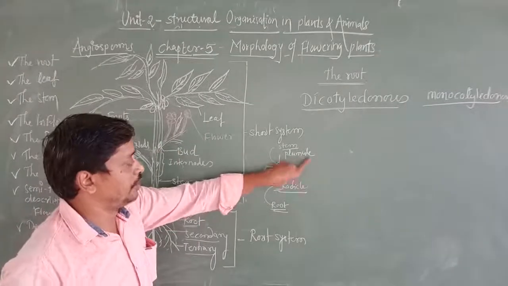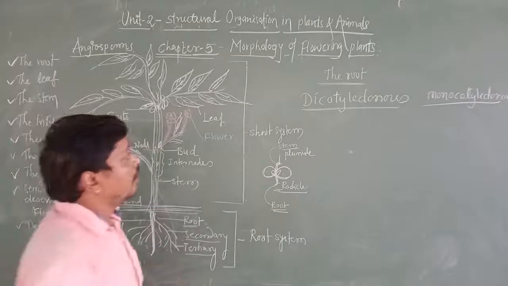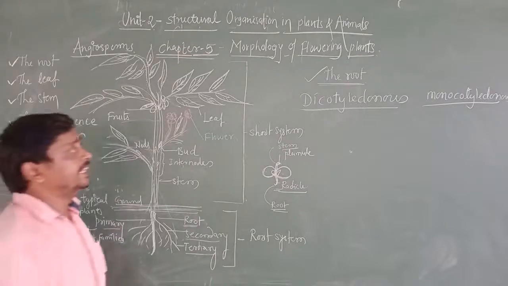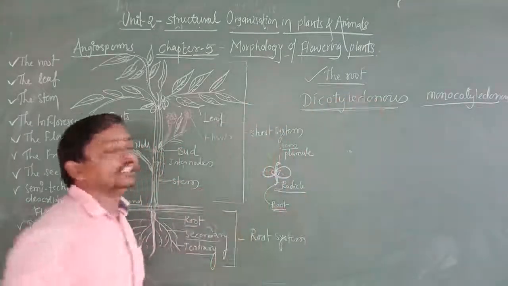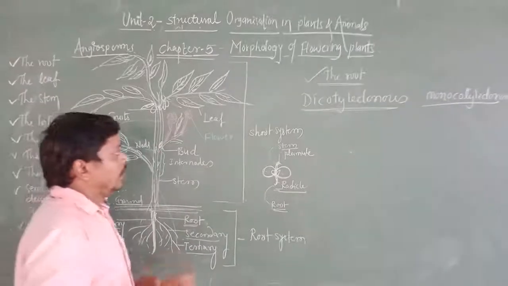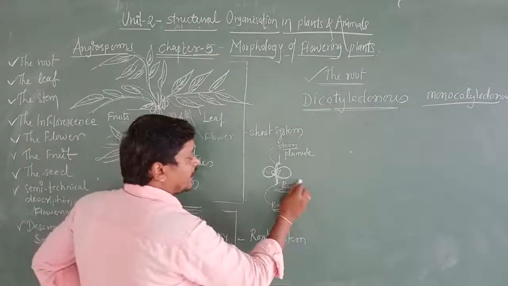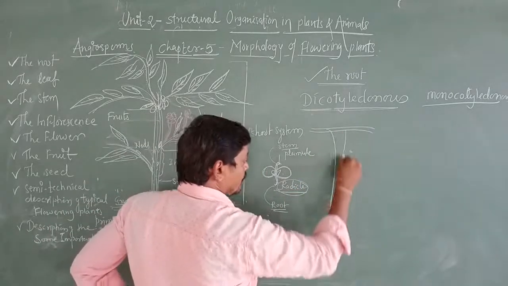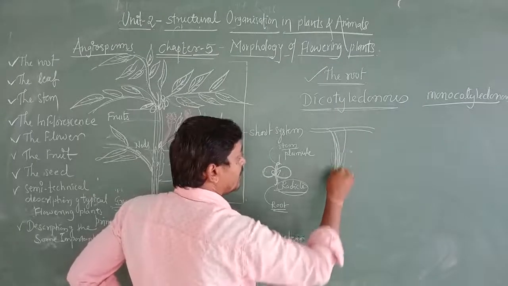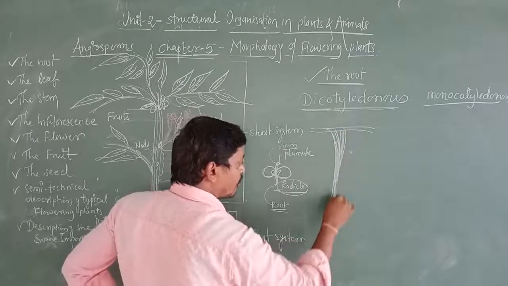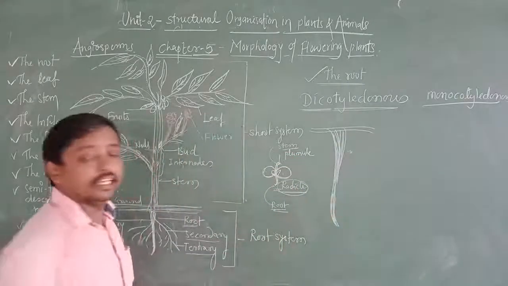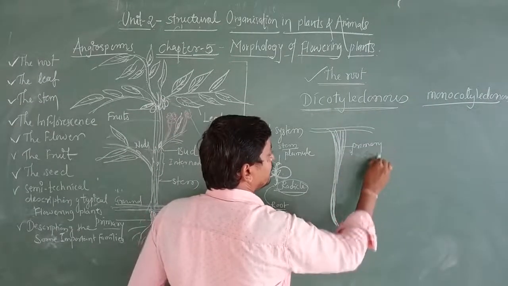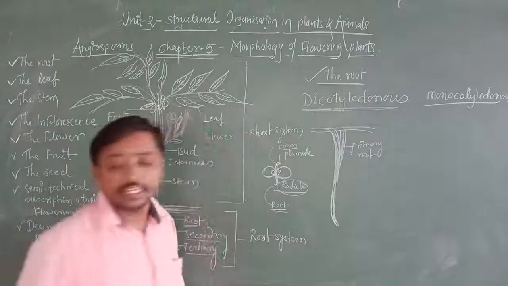That is what the plumule is, and this is the radicle. Now here, when we are going to study about the root in dicotyledonous plants, how the root system is there. In dicotyledonous, this radicle is long-lived, and it grows into the ground. This radicle acts as a primary root.